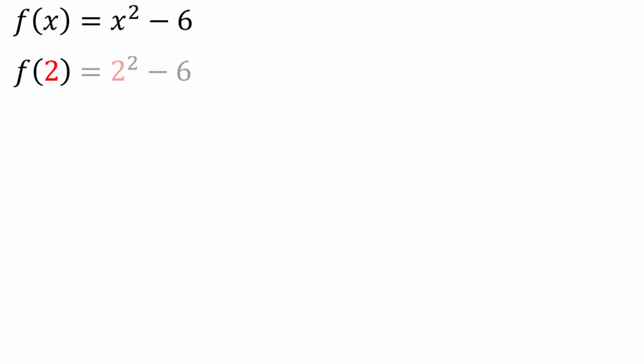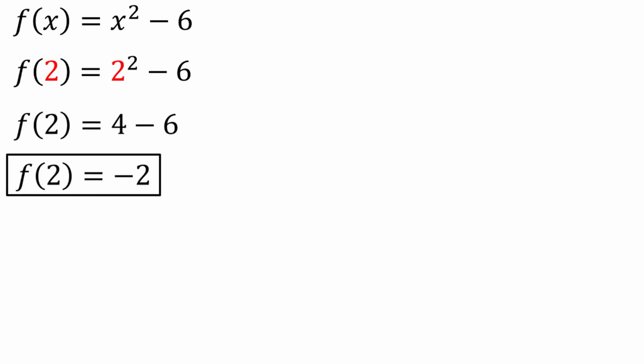Welcome, my friends. The most common thing to input into a function is a constant. For example, consider f of x is equal to x squared minus 6. We could find f of 2 by plugging 2 in for x into the function. We would get f of 2 is equal to 2 squared minus 6, which simplifies to 4 minus 6, or negative 2. But we can also input variables into functions.